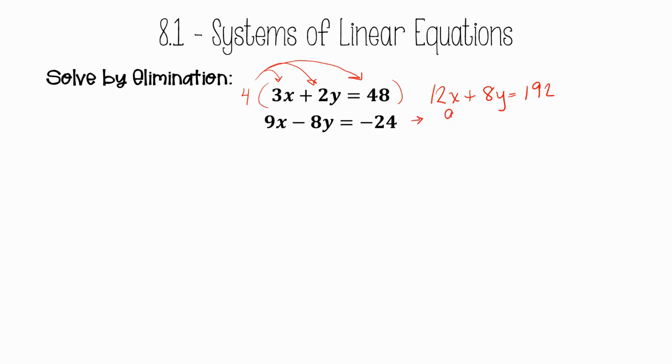So I get 9x minus 8y equals negative 24. And by elimination, I can just add these equations together. So I end up with 21x. My y's will eliminate, the whole point of this. And 192 minus 24 is going to give us 168. Divide that by 21.